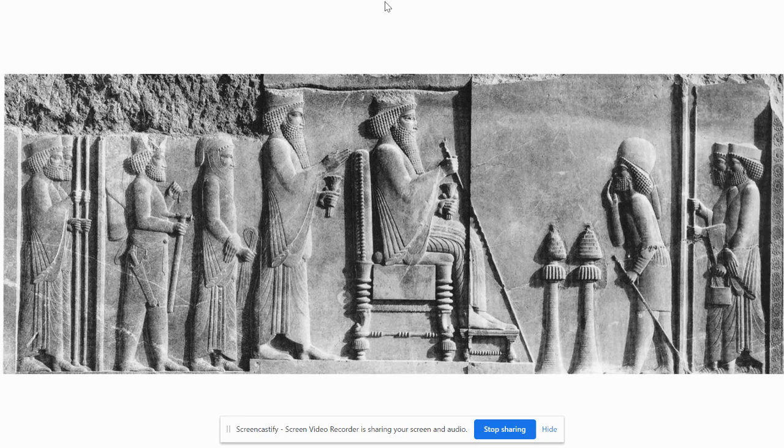And this is what we're seeing here. So this is a different type of propaganda. It's not propaganda by fear, but it's basically showing that the Persian king rules over all of these people, and all of these people come to pay the Persian king tribute.